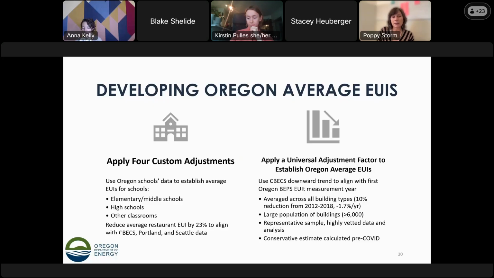It's a representative sample. It's highly vetted data and highly vetted analysis. And it is also a conservative estimate because it is calculated pre-COVID, so it doesn't have the influence of any of these reductions in EUIs that happened after COVID. Next slide.